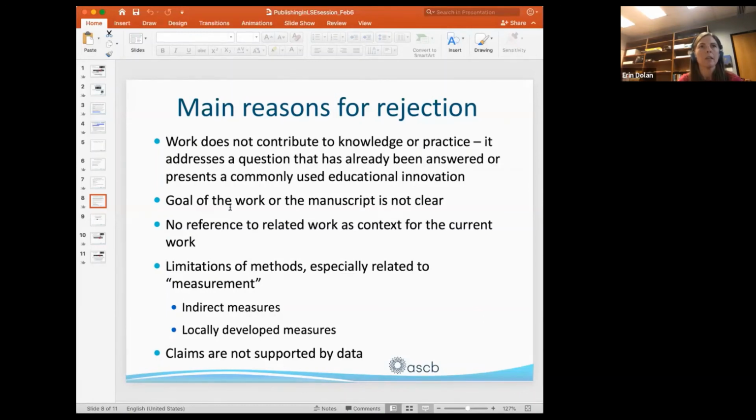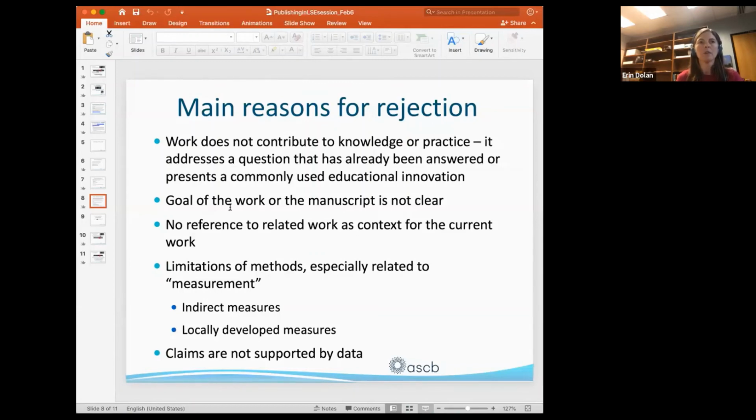If the methods are particularly limited, especially related to measurement. So say, for example, a manuscript is submitted and the authors make claims about learning, but the only way they measure learning is by asking students whether they learned. This would be called an indirect measure, and that's concerning because you may think you've learned something but not actually have learned it, or you may think you haven't learned something but you did learn it. And so what we suggest authors do is they try to measure the thing they're interested in as directly as possible and using established ways of measuring the thing that they're interested in. And when I say established, I usually mean published, vetted ways. If folks are familiar with the terms valid and reliable, those are the kinds of things we want to be looking at.